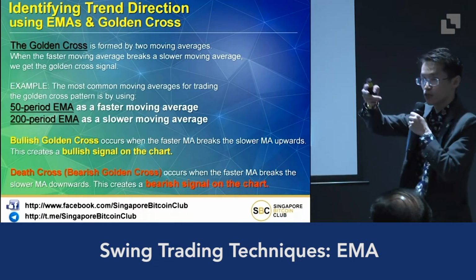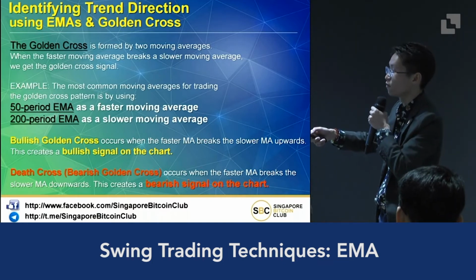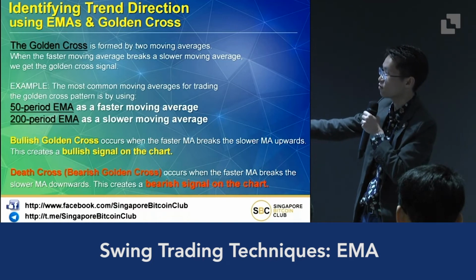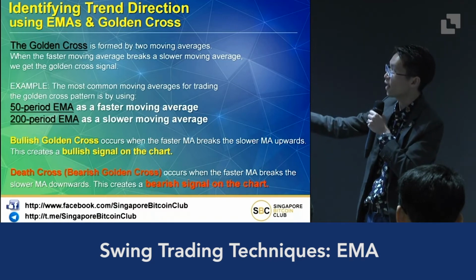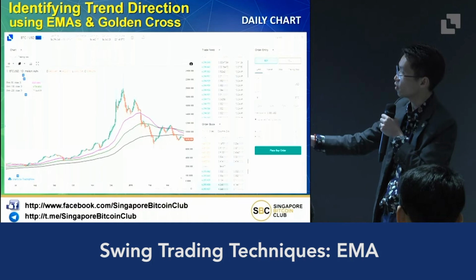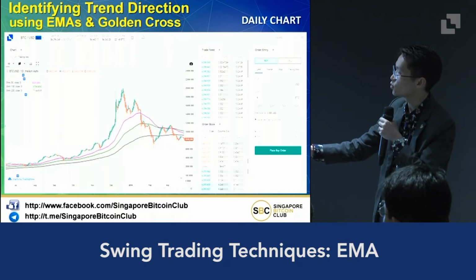And then inversely, of course, I can go in a short direction, right? If the 50 breaks below the 200, the death cross, which means a bearish cross. So one is looking at crossovers, and I also want to identify the trend direction using this. So take for example like this, that's what I showed you earlier. This is late last year, from August all the way to December.